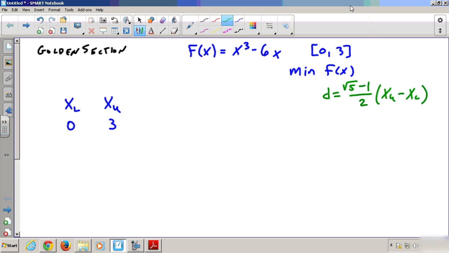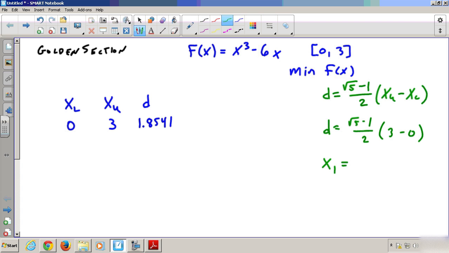So let's calculate d for this example. d would be equal to the square root of 5 minus 1 over 2 times xu, 3, minus xl, 0. If I do that real quick, I get the square root of 5 minus 1 divided by 2, which is the golden ratio, multiplied by 3, I get a d that is equal to 1.8541.